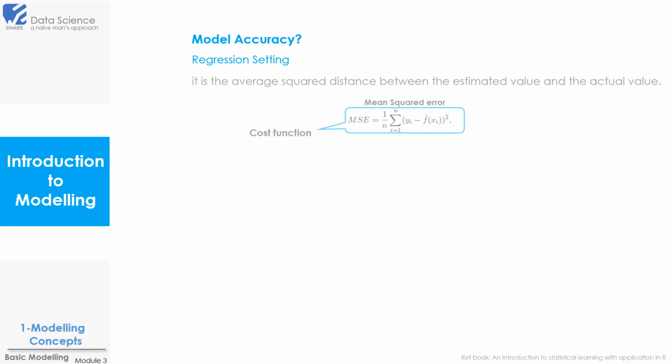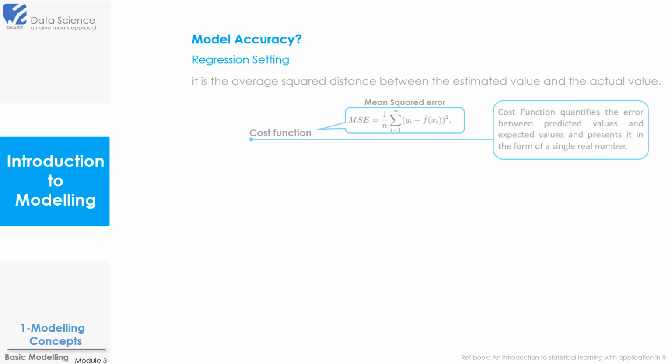MSE stands for mean squared error, and this is called the cost function in the regression setting. We will use cost functions everywhere in the modeling process. The purpose of a cost function is to measure the performance of a machine learning model for given data. So the cost function quantifies the error between predicted values and the expected values and presents it in the form of a single real number so that it makes more sense to us and we can get a better idea of the error.